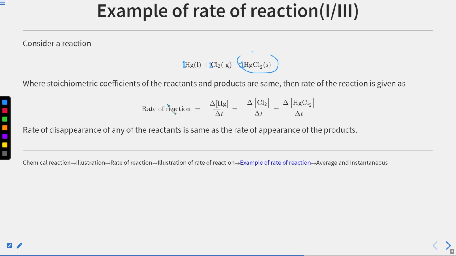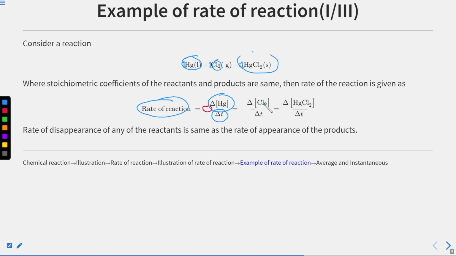So if you want to write the rate of reaction for this, how will you write it? In terms of reactant, I have told you: change in concentration of reactant by time, with a negative sign. So mercury is changing its concentration first of all, so it is the reactant. We will write change in concentration of mercury divided by the time over which it changes the concentration, and it is put along with a negative sign to maintain the sign convention. Then we have one more reactant, that is Cl2.